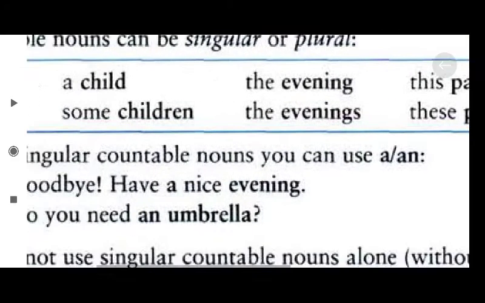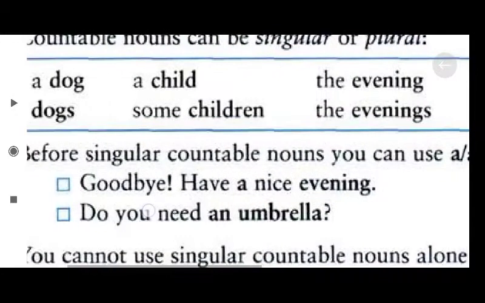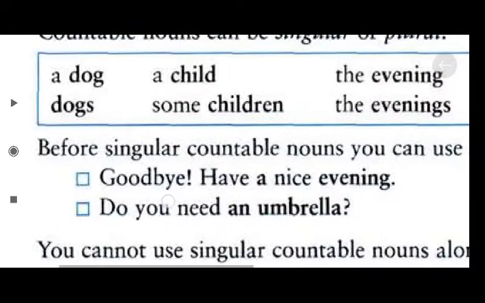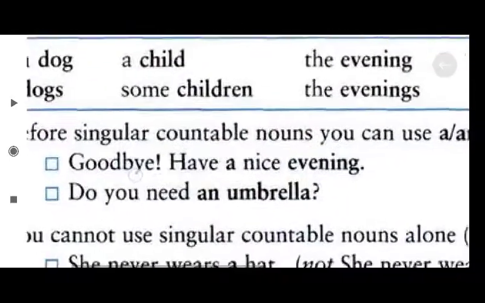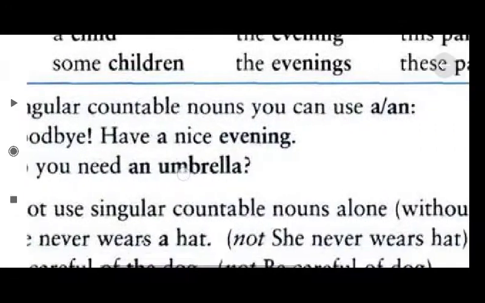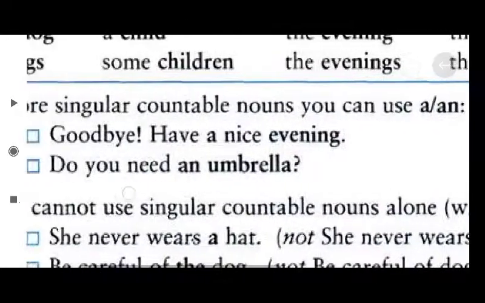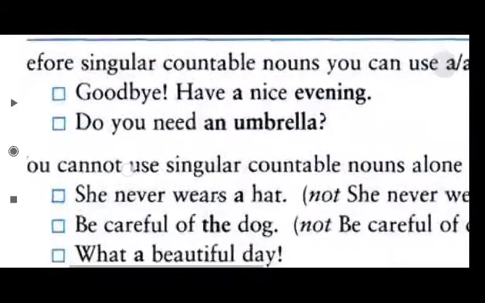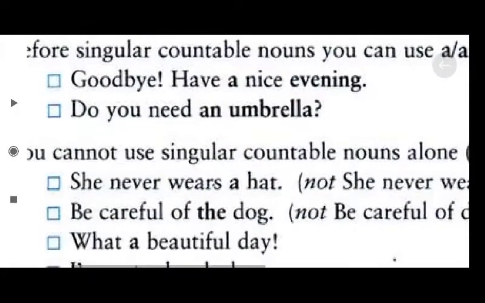So you can use some or just the plural, or you can use definite like the or these and so on. Of course, this is followed by singular, these by plural. Before singular countable nouns, you can use a or an. Goodbye, have a nice evening. Do you need an umbrella?